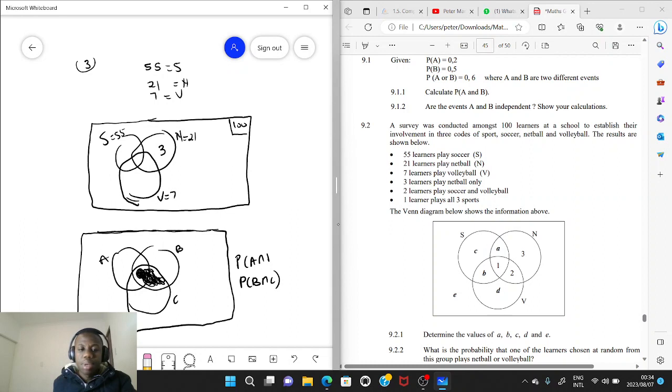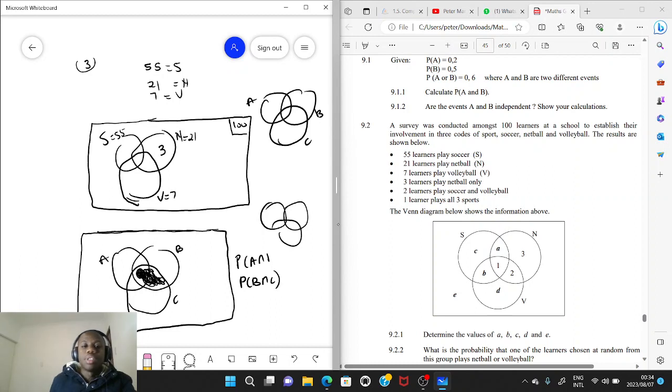The same thing applies if we have three events. So this is A, that's B, that's C. And they say they want A and B. So we take the entire portion. So I have my A here, I have my B here. So we consider the whole one, we consider the whole intersection.